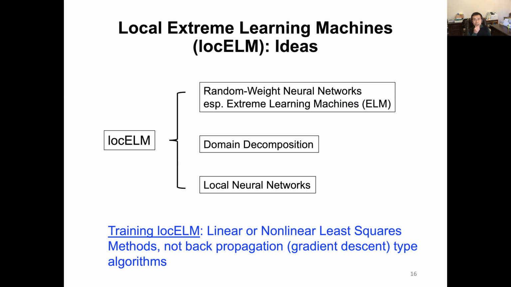I call this method local extreme learning machines, or local ELM. This method is a combination of three ideas: random weight neural networks, especially extreme learning machines, domain decomposition, and local neural networks. Another important point of this method is that the training of the neural network is by a linear or nonlinear least squares method. It's not by back propagation or gradient descent type algorithms. This is very important: the training is by a linear or nonlinear least squares method, not by gradient descent.